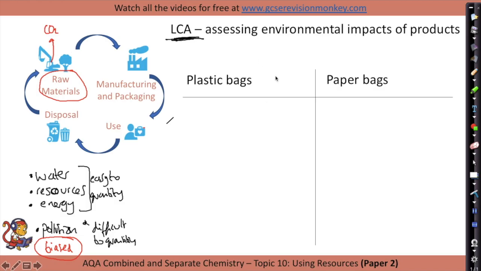One thing you will need to do is compare the life cycle assessment of a plastic versus a paper bag. So for example, if we look at the raw materials first of all, the plastic bag would have originated from the finite resource, which is crude oil, and the paper would have originated from the renewable source of timber.